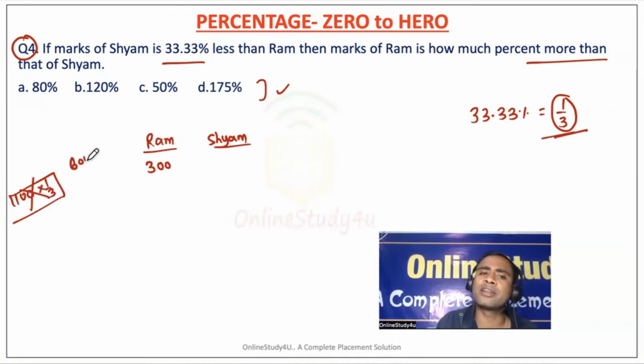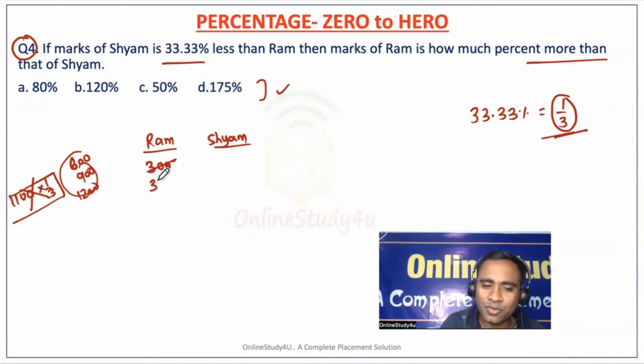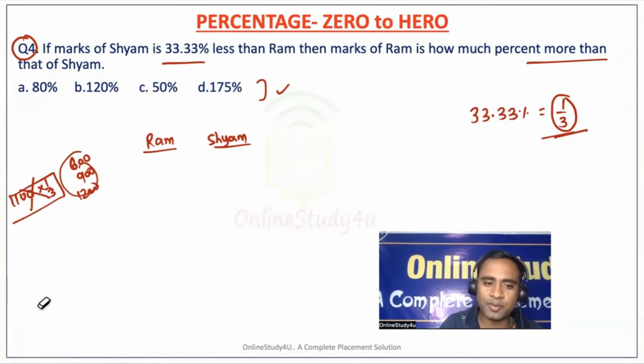Sir, I want 600. Take. I want 900. Take. I want 1200. Take. Just make sure that this value is divisible by 3. That's all. Sir, I want to take 30. Take, man, take. There is no problem at all. You can take any value, just make sure it is divisible by 3.